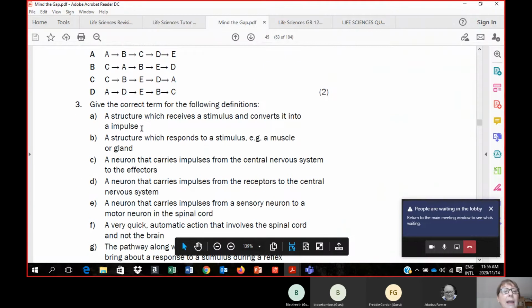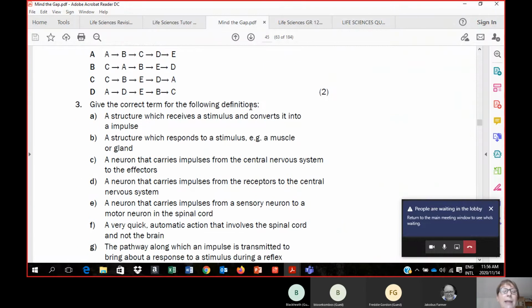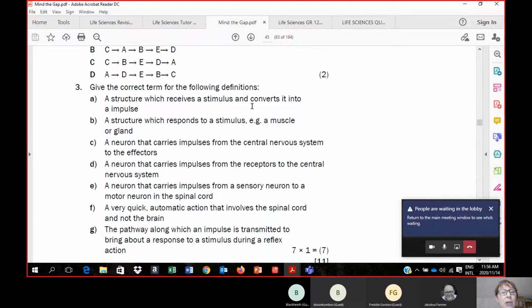Then it says, give the correct term for the following definitions. Now, I'm going to give you a minute or two to quickly do that, and you can do that together with the person sitting next to you. So quickly do that, and then we'll see if you got the right answers. I'll give you just a minute or two to do that.